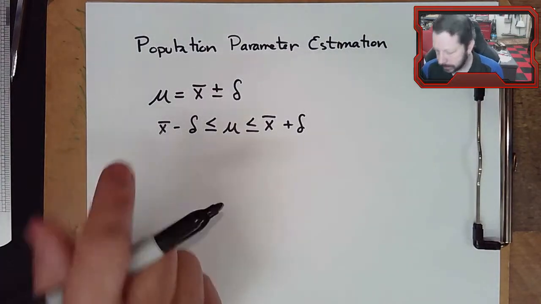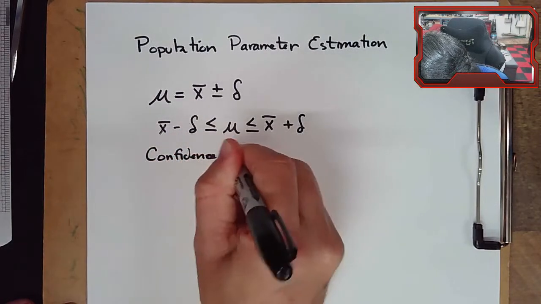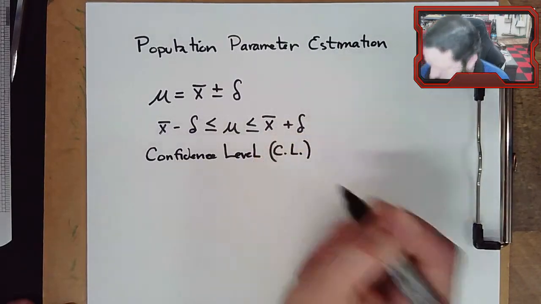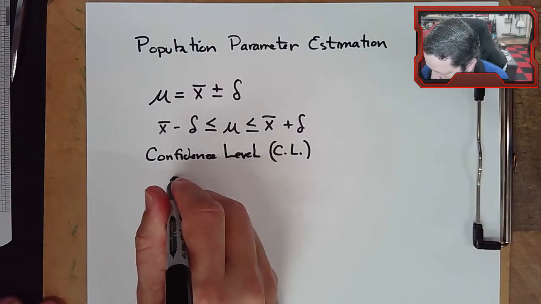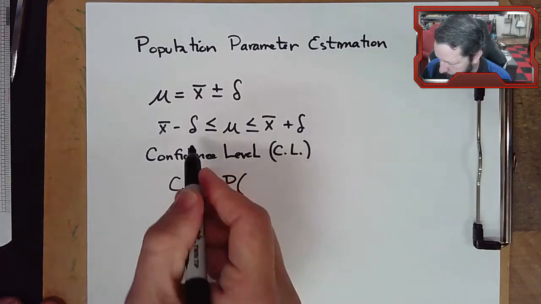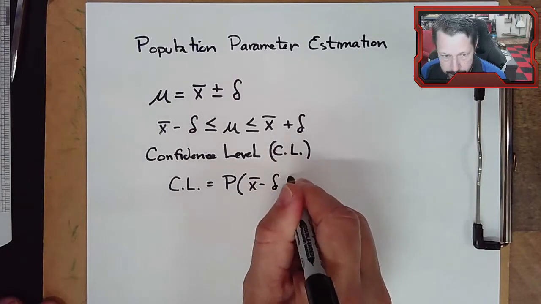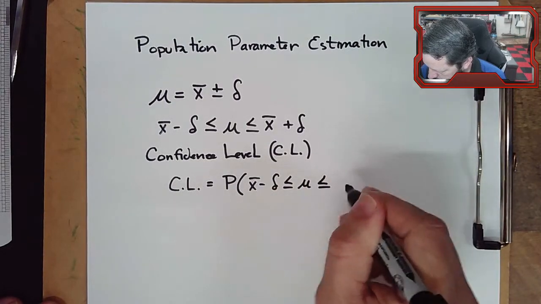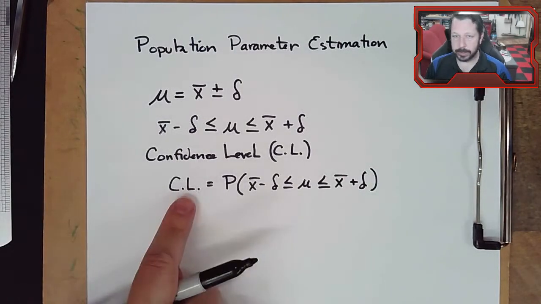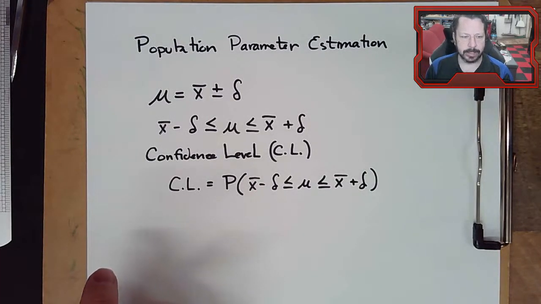Another thing that goes with this is confidence level. That'll be CL a lot of times. And so your confidence level is equal to the probability that what you just wrote is true, basically. The probability that X bar minus delta is less than the population mean, which is less than X bar plus delta, that's your confidence level. So you want like a 95% confidence level that this is true. 95 is a common number.